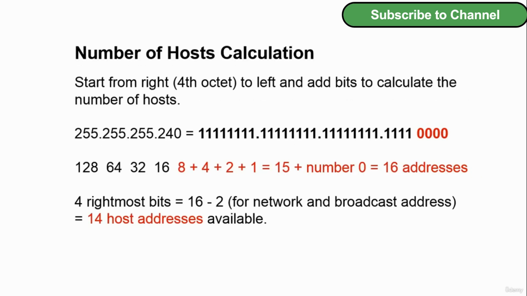Number of hosts calculation. So I'm going to calculate hosts here, starting from the right. I'm going to show you how that works to the left and add the bits to calculate the number of hosts. This is the binary. Remember the binary table: 1, 2, 4, 8, 16, 32, 64, 128. I'm counting the number of addresses. So if I go 1, 2, 4, and 8, that gives me 15 possible addresses, and then the number 0, that's 16. So 16 possible addresses I can get as I start flipping these bits between 1s and 0s. So that's 16 minus 2, the network and broadcast address, will give me 14 host addresses available.